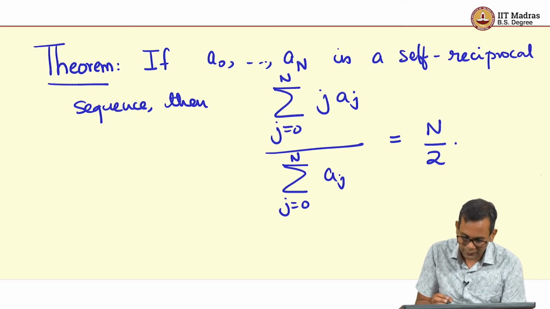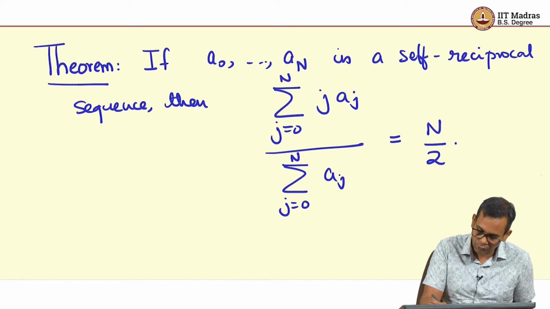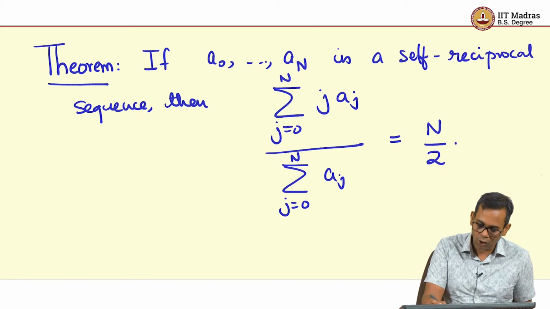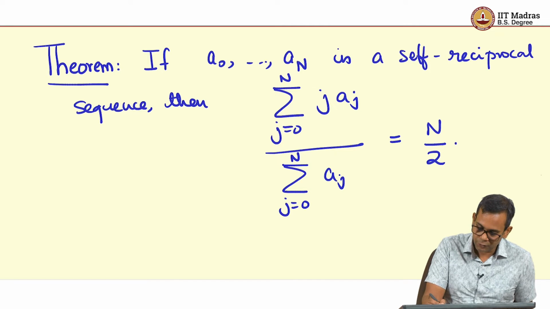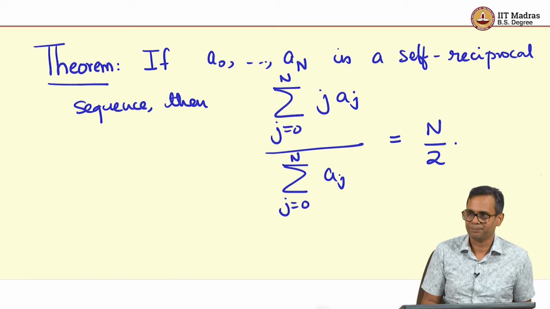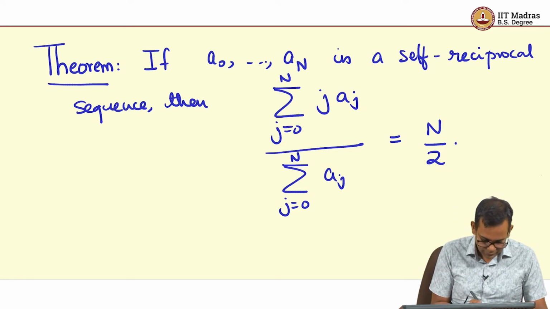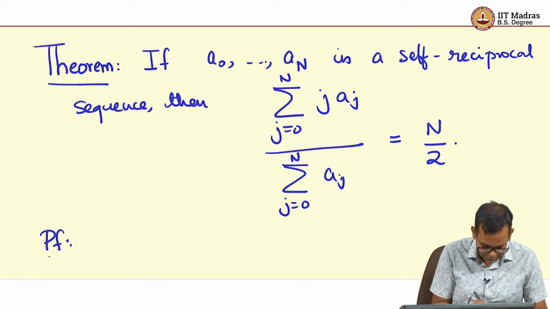So, in our application, we want to take aj to be the number of permutations with exactly j inversions. And so, this ratio will actually be exactly the average number of inversions for permutations on n letters. So, let us prove this. The proof is really very simple.